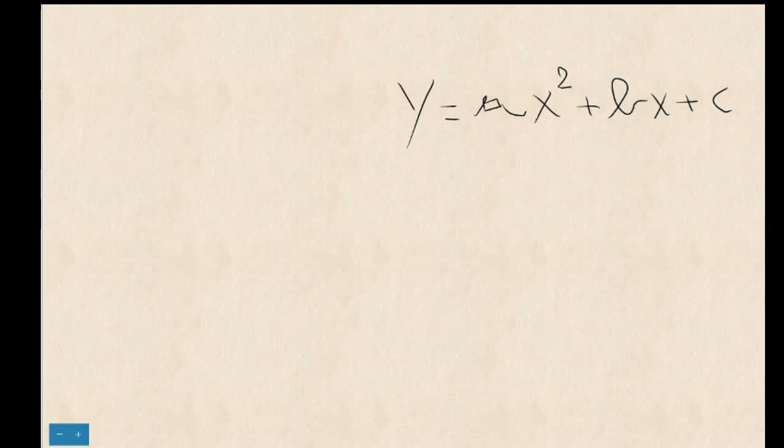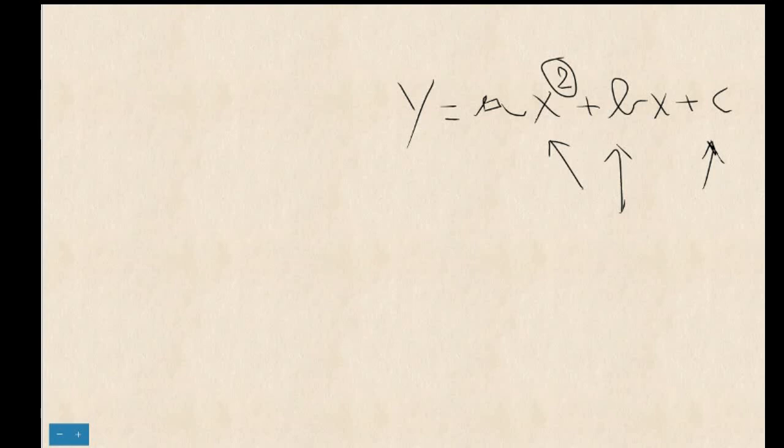But what makes this a quadratic is this part here. More specifically, the exponent 2. So in order for this function to be a quadratic, you need this part. That means that b and c can also be 0, but a cannot. So you need this part.